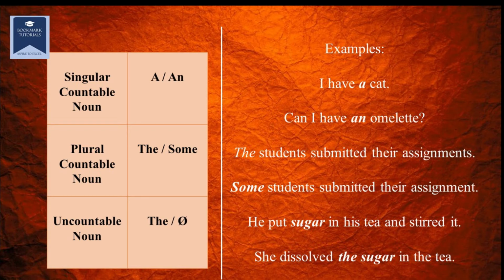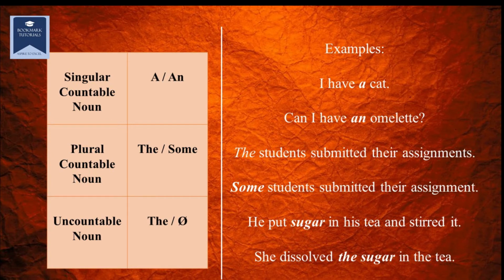Let's move on to plural countable nouns. The students submitted their assignments. We are talking about a specific group here. Notice the use of the here. Some students submitted their assignment. Some is not an article. It's just used here because we're not clear about the exact number of students. That is one way of using plural countable nouns.